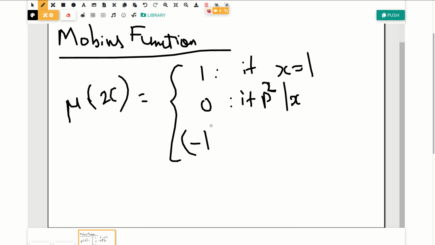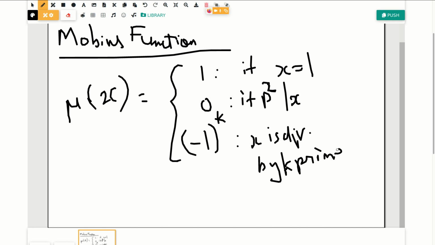Otherwise, if x is of the form p1, p2, p3, p4, all the powers are 1, the value is equal to minus 1 to the power k, where x is divisible by k primes. Everyone got the definition of the Mobius function? Okay, I think everyone got it. Can you repeat it once?